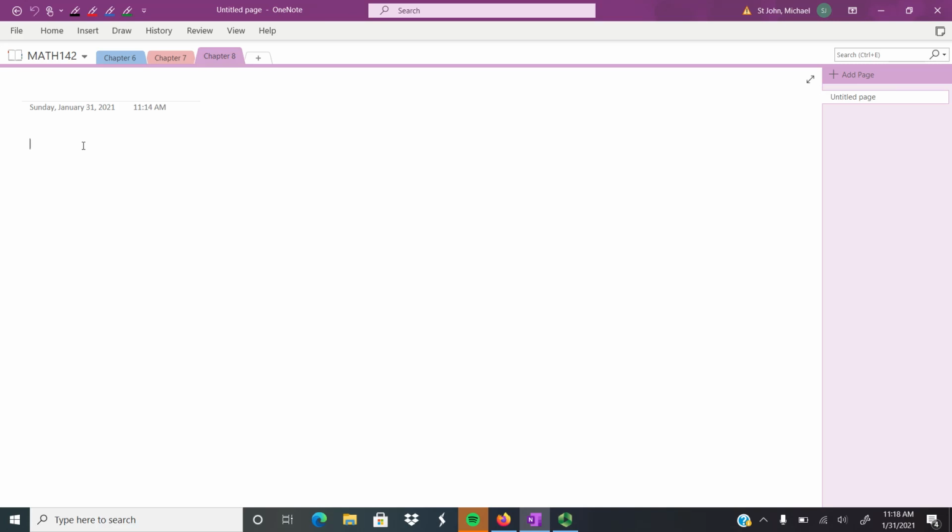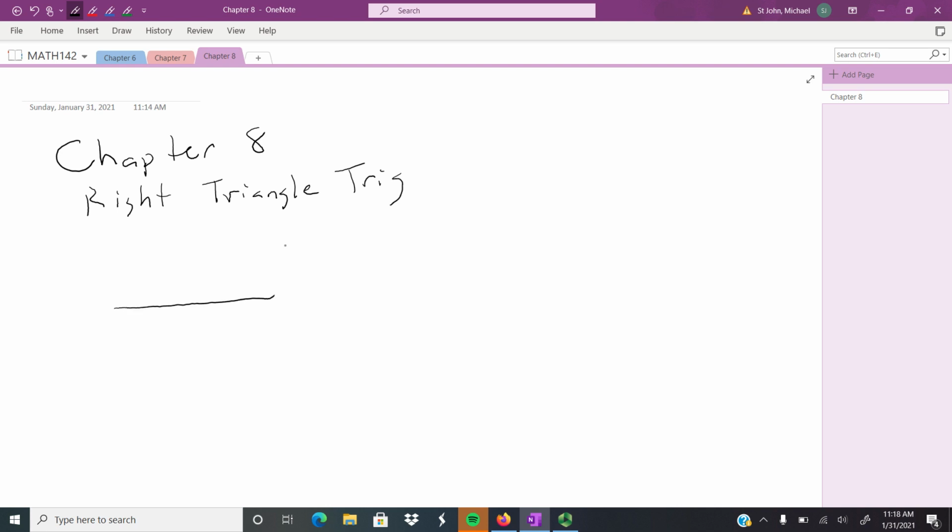Right. So, Chapter 8. Chapter 8 deals with right triangle trigonometry first. So, we have our basic right triangle. So, A, B, C. Side A is opposite angle A, side B is opposite angle B, and side C is opposite angle C.